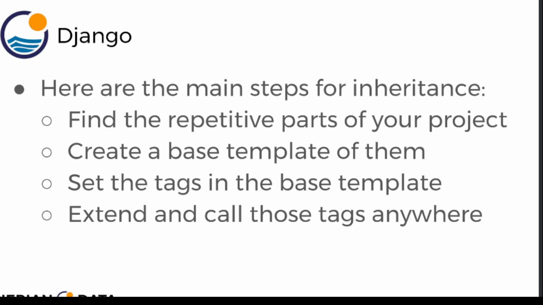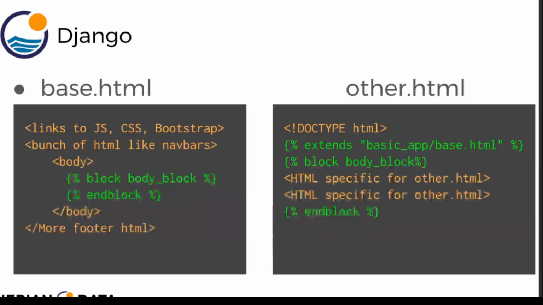Okay, so what are the main steps for inheritance? It's actually pretty simple. First, you find the repetitive parts of your project, things like a nav bar or a picture or a brand that you are going to see on most of the pages. Then you create a base template of those repetitive parts, such as the nav bar. Then you set particular blocks of text in the base template, and we'll show how in just a second. Once you have done that, you extend and call those blocks anywhere else in those other HTML files that are not the base HTML file.